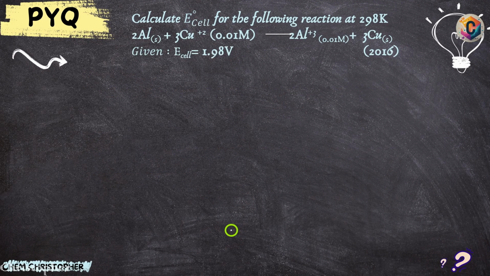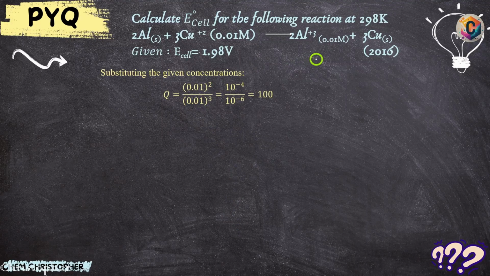So I need to substitute those values. Where do I get them? Here you can see the concentration of Al plus 3 is 0.01, so that way I have entered. In the denominator, I have copper plus 2, value is 0.01. Only the powers are changing.